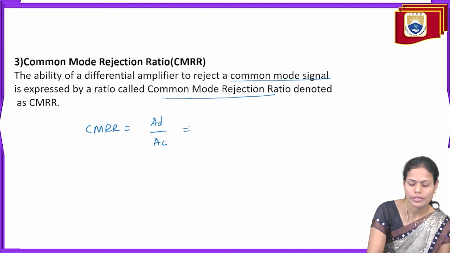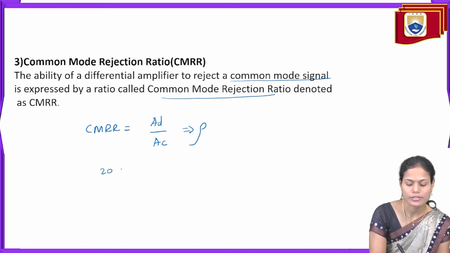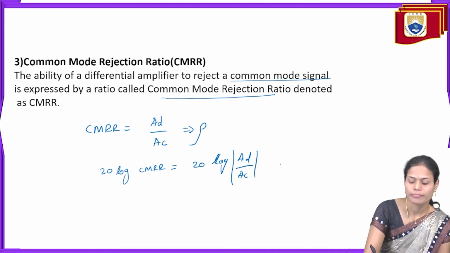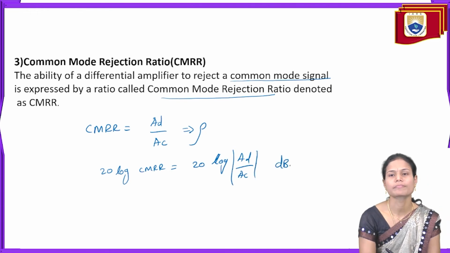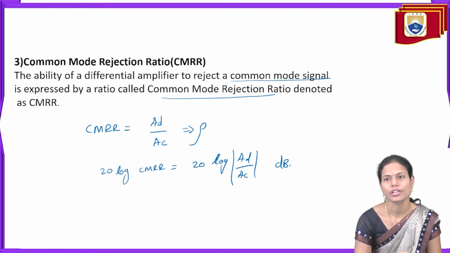We will represent it with rho, here it is. If you want to express it in terms of log, that is 20 log CMRR is equal to 20 log AD by AC, in decibels. Okay. So this is the CMRR we will get in the differential amplifier.